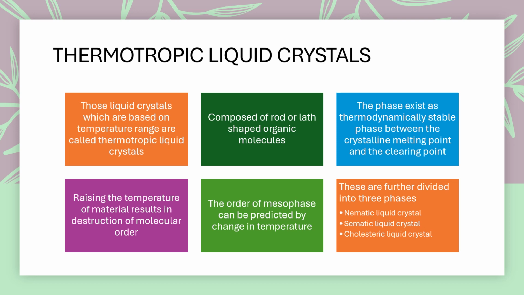Thermotropic liquid crystals are further divided into three phases. First one is nematic liquid crystal. Second one is smectic liquid crystal. And third one is cholesteric liquid crystal.